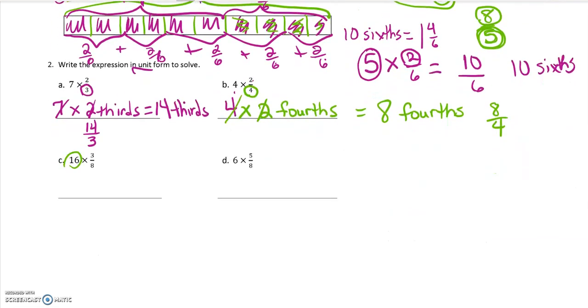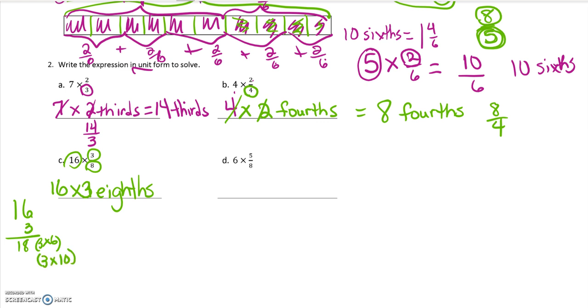Let's try 16 times 3, and the unit is 8ths. So that's the one I need to spell out. So if you don't remember 16 times 3, or you don't know how to do that, let's do partial product. 3 times 6 is 18. 3 times 10 is 30. That's 48. So you should have 48 eighths.